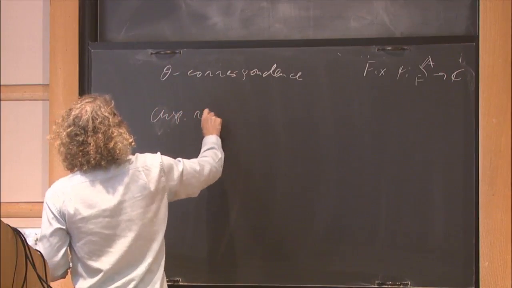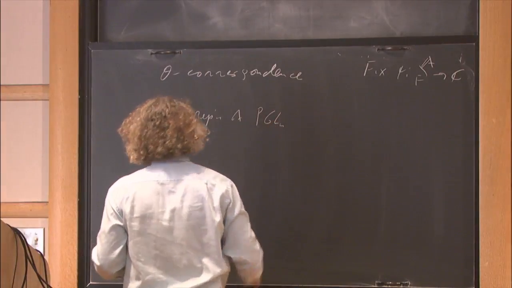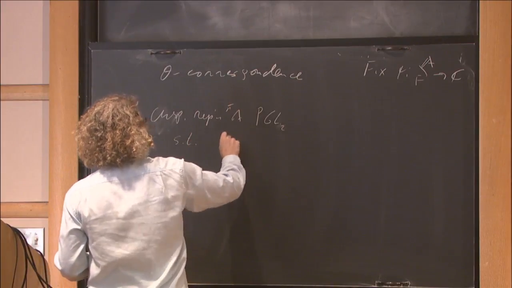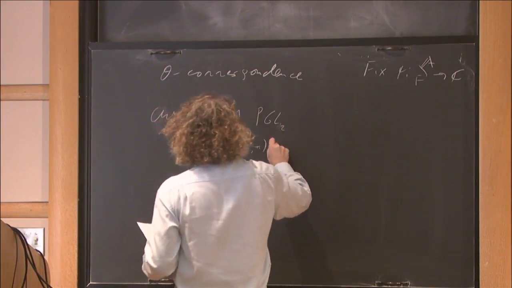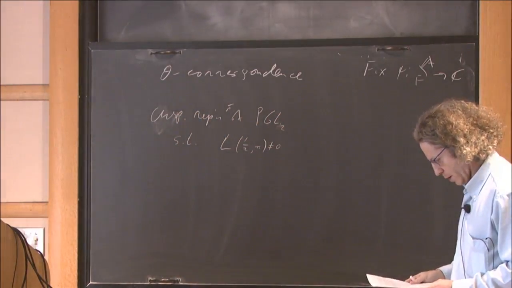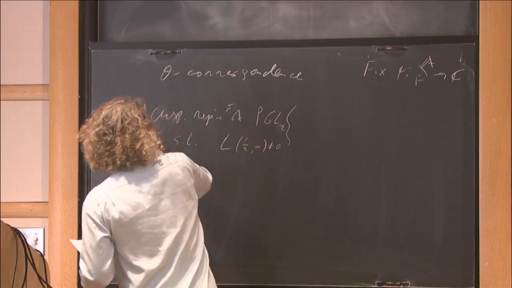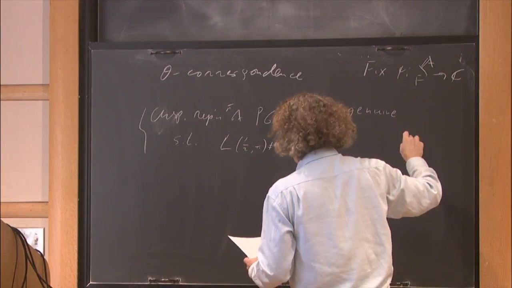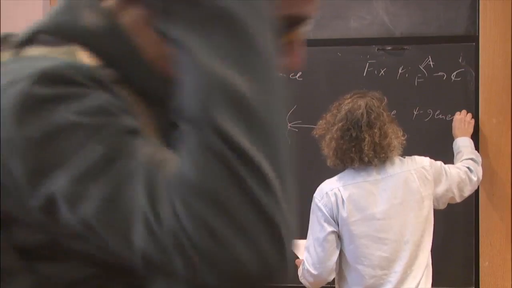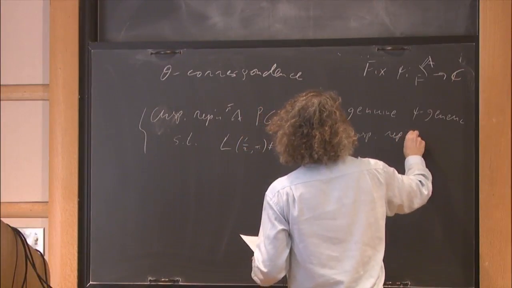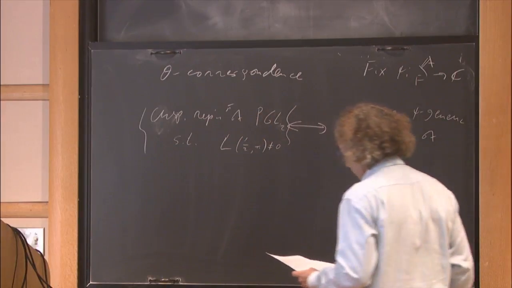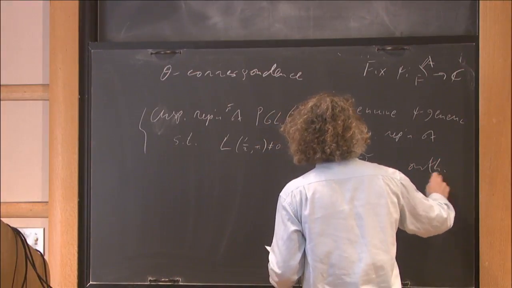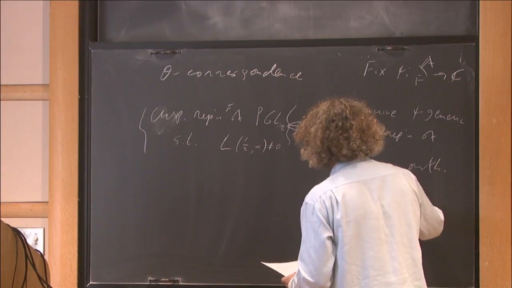cuspidal representations of PGL2 such that L(1/2, pi) is non-zero, and it doesn't matter here if it's a partial L function or not, and genuine psi-generic cuspidal representations of the double cover of SL2, save for some exceptional ones, so orthogonal to the kind of classical theta series or Weil representation.